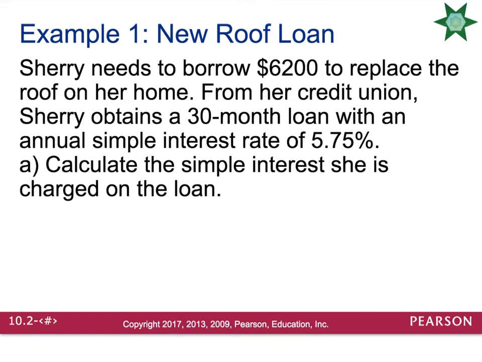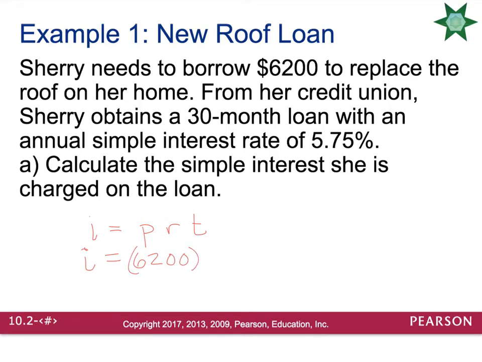Okay, so to do this, we're going to use our I equals PRT. And this is going to tell us how much interest she has to pay. So the principal is the amount that she borrowed. She borrowed $6,200. The R is her interest rate.